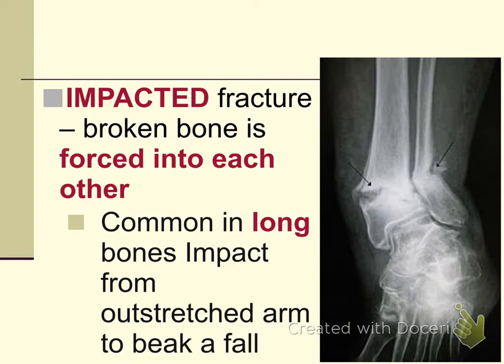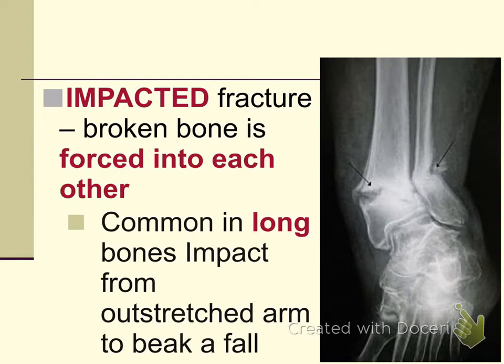Impacted fracture occurs when bones, especially the ends of the long bones, are forced into each other, and it commonly occurs, let's say, in the forearm where you are falling and you stick out your hand to stop the fall, and so the bone basically has force coming from either direction, and the bone can't withstand that force, and then the bone breaks.